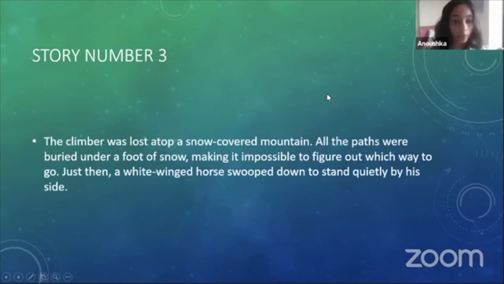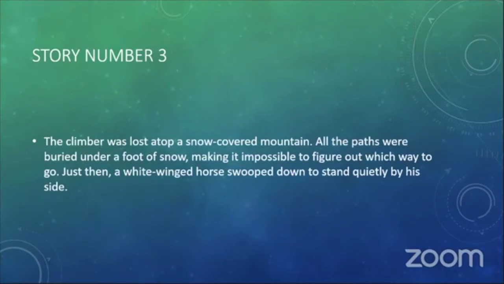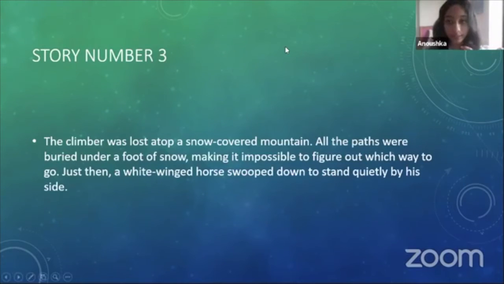The climber was lost atop a snow-covered mountain. All the paths were buried under a foot of snow, making it impossible to figure out which way to go. Just then, a white winged horse swooped down to stand quietly by his side.